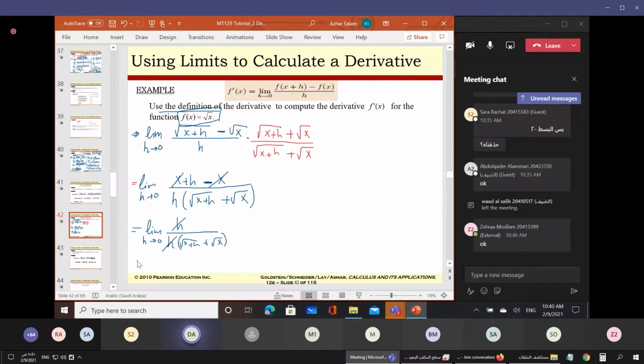Okay, so this is the limit. 1 instead of h, I omitted it, so I replace it with 1 divided by the square root of x plus h plus the square root of x. Now I take the limit. I omit this h, the problem in the denominator, so I take the limit. It will be equal to 1 over the square root of x plus 0 plus the square root of x.